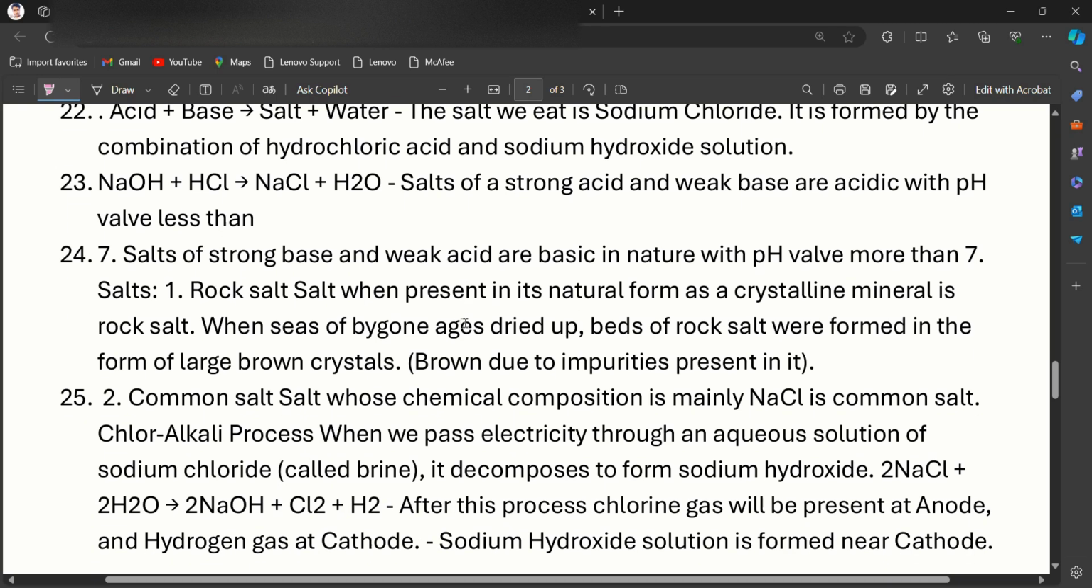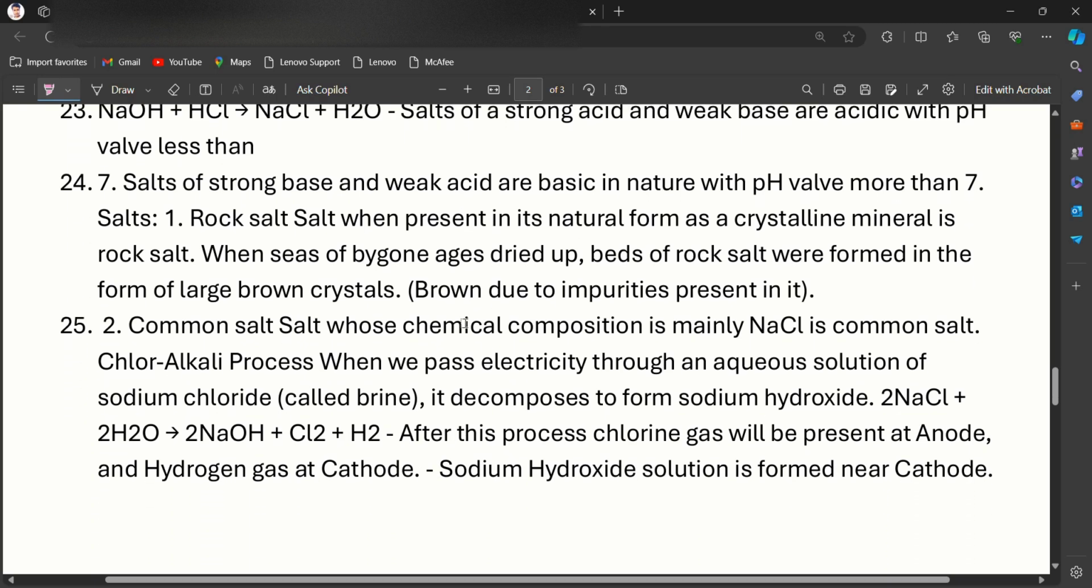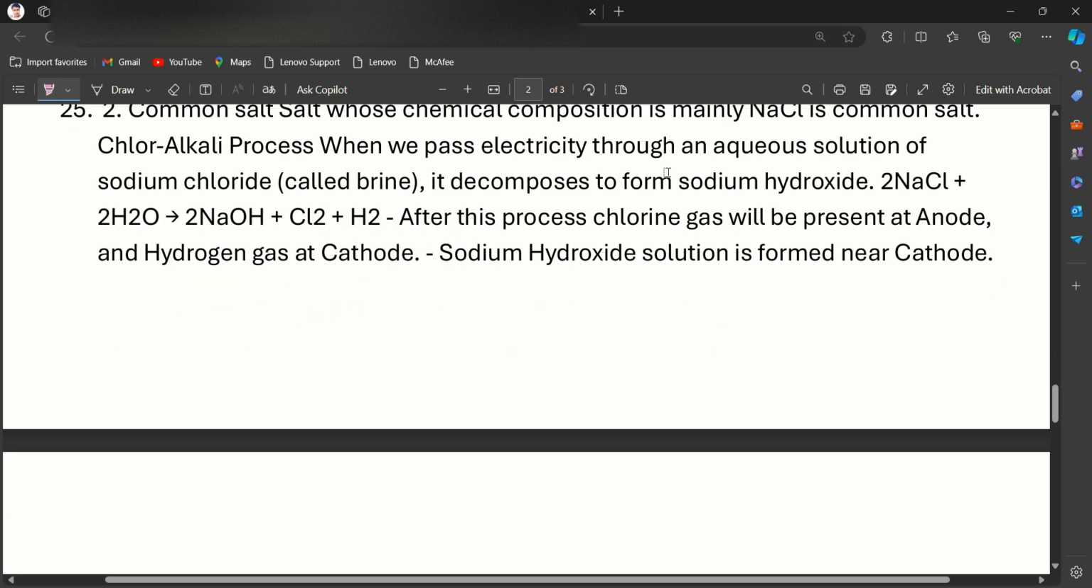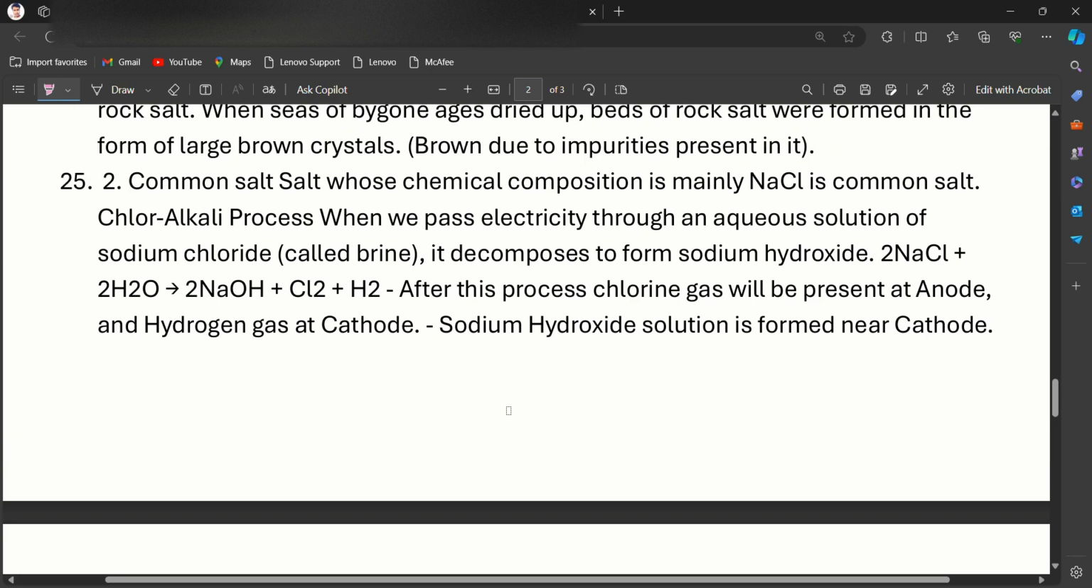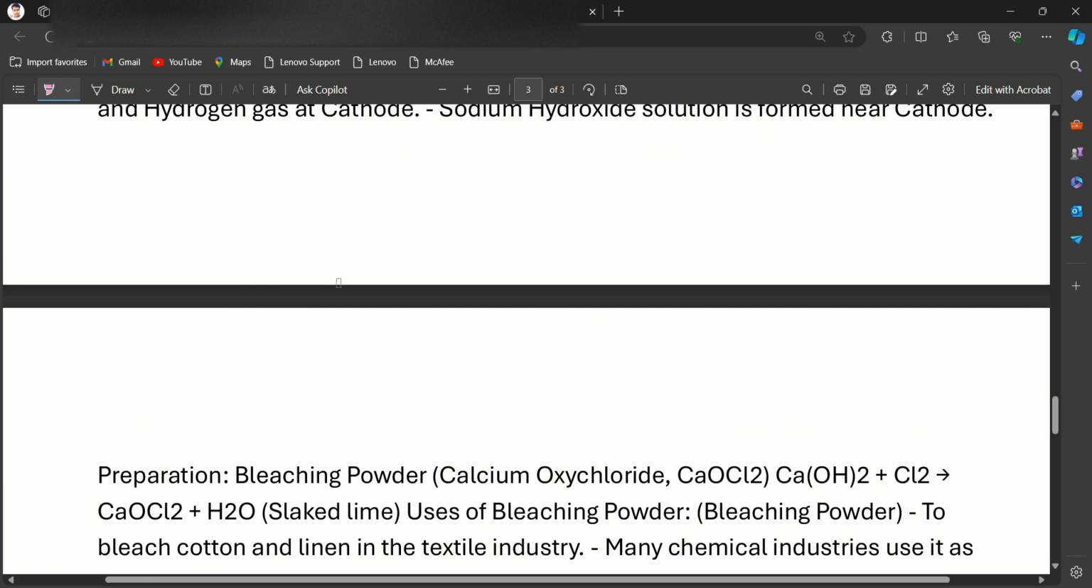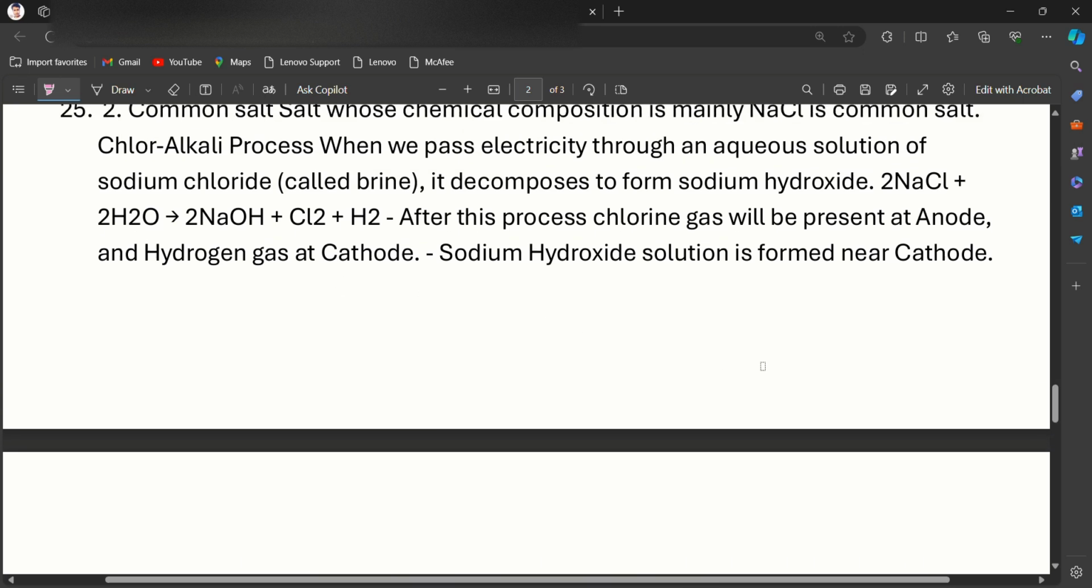I'm not going into that in depth. Bleaching powder, that's where we should start. These are common salts whose composition is mainly NaCl, which is common salt, when electricity is passed through an aqueous solution. So here is the process of preparation of various salts. Okay, the common salt and the preparation of bleaching powder.